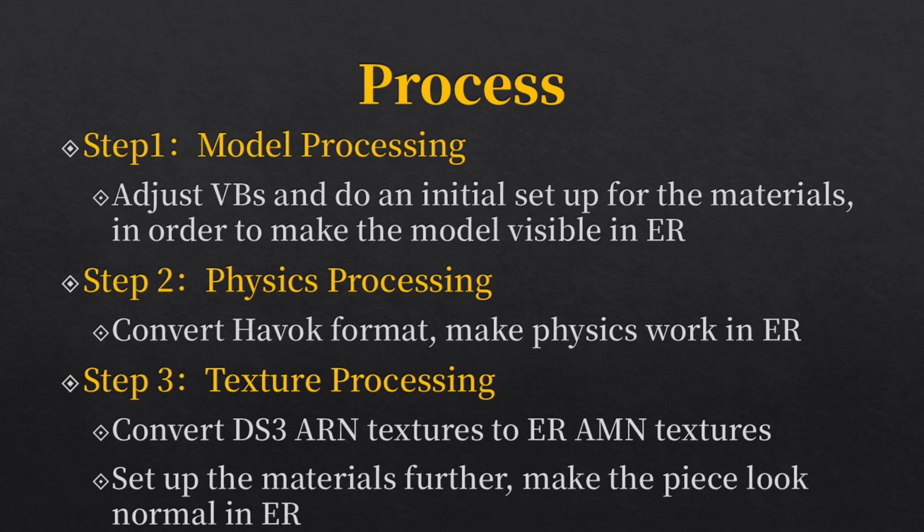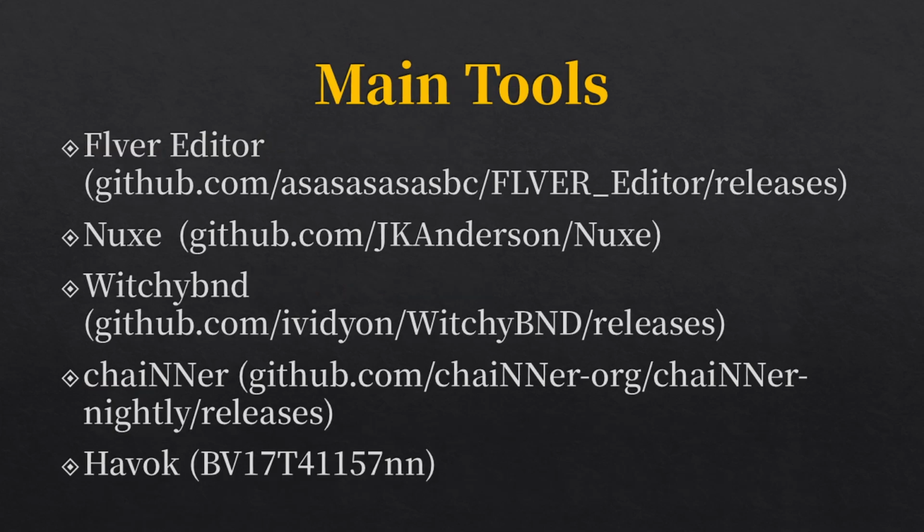Firstly, we will process the model to change the vertex buffers and also do an initial setup of the materials so that the model can show up in ER. Secondly, we will convert the physics to Havoc 2018 so that they would work in ER. Thirdly, we will convert the textures and also further set up the materials to make the model look normal in ER. Here are the main tools that we will use.